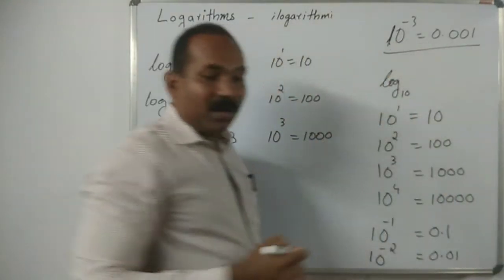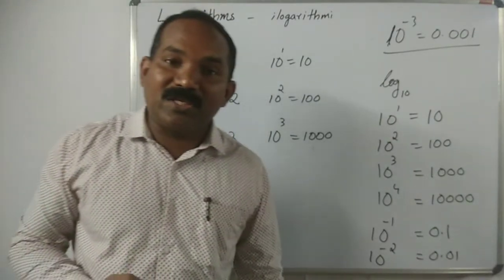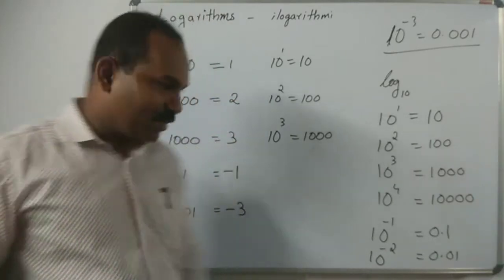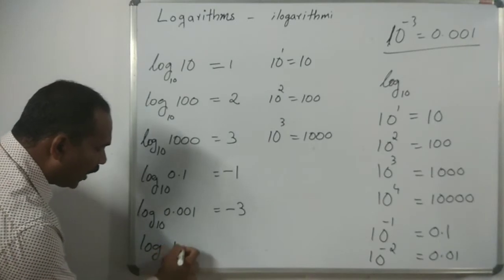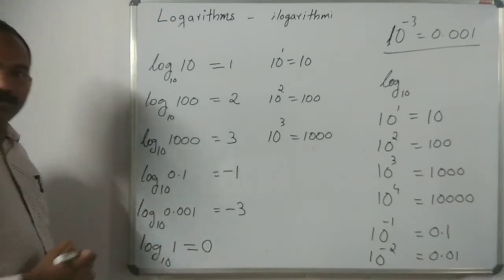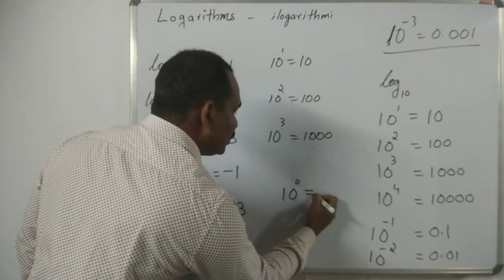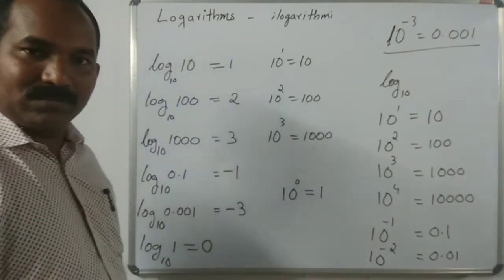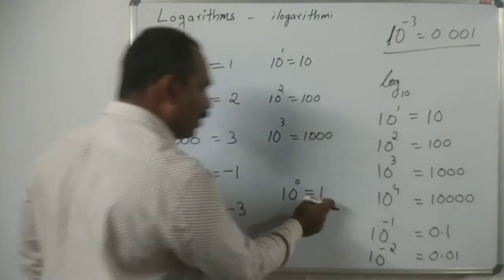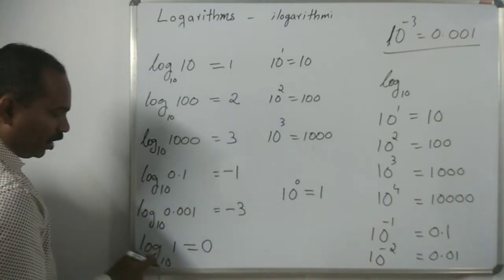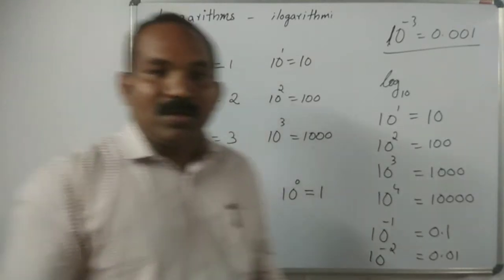Okay. Log 0.001 is equal to minus 3. Also one more important. Log base 10, 1 is equal to 0. Why? 10 raised to 0 is equal to 1. Are you clear? 10 raised to 0 is equal to 1. So what is log 1? Log base 10 1 is equal to 0.